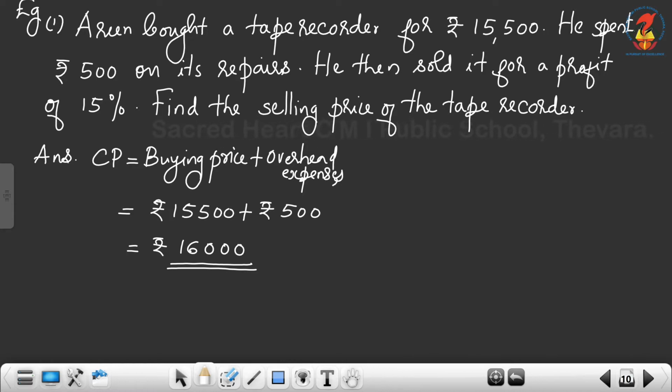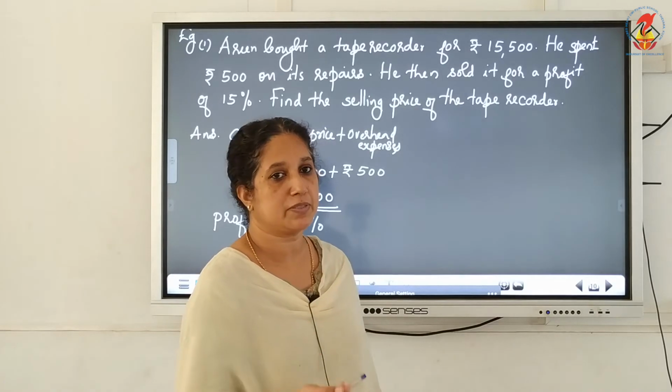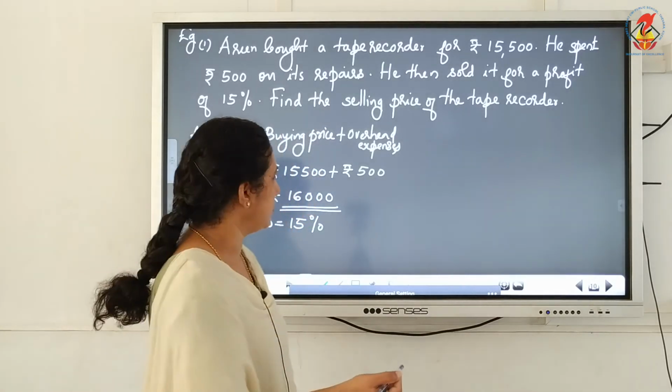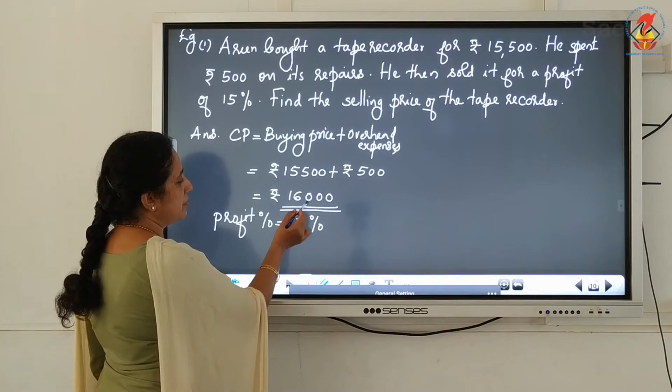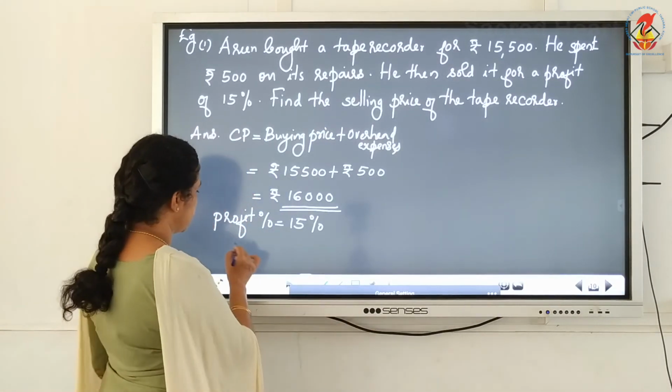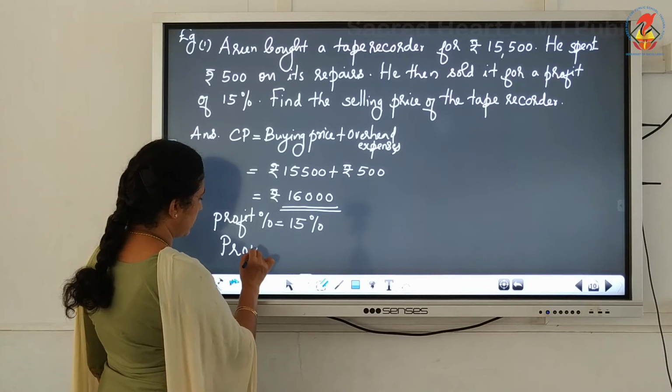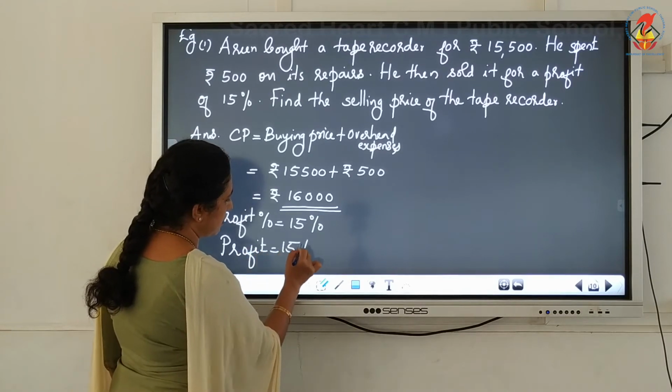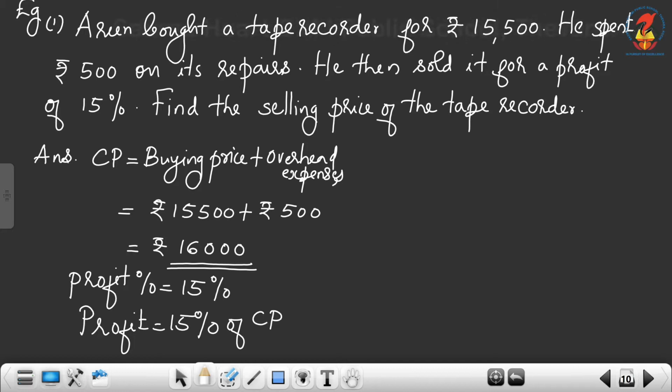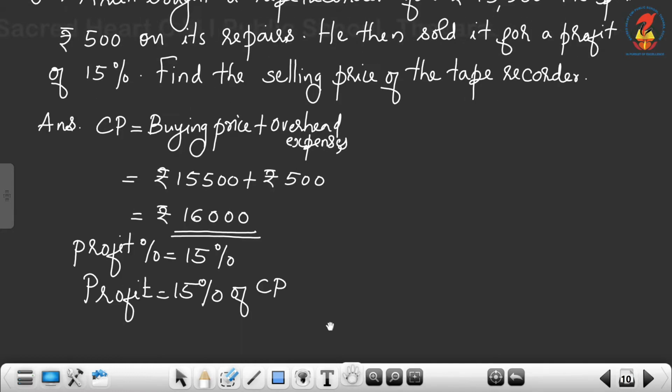Then he sold it for a profit of 15%. So profit percent is equal to 15%. Here the profit is given in terms of percentage, so you have to find out the corresponding amount. How can we find out the amount? This profit is calculated on the basis of which price? Cost price. So 15% means you have to find out 15% of the cost price. Then we will get the profit amount. So profit is equal to 15% of the cost price. It is calculated on the basis of which price? Cost price.